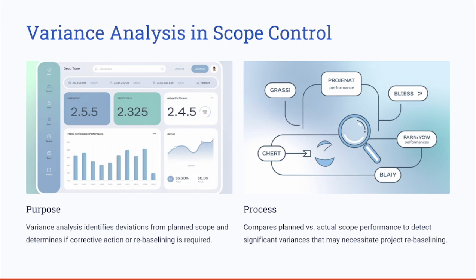Conducting a variance analysis is mainly done to compare the planned versus the actual scope performance. The variance analysis here is used, again, to help the project manager determine whether changes need to be made or if any corrective actions are necessary. Remember that large variances may require a scope rebaselining.